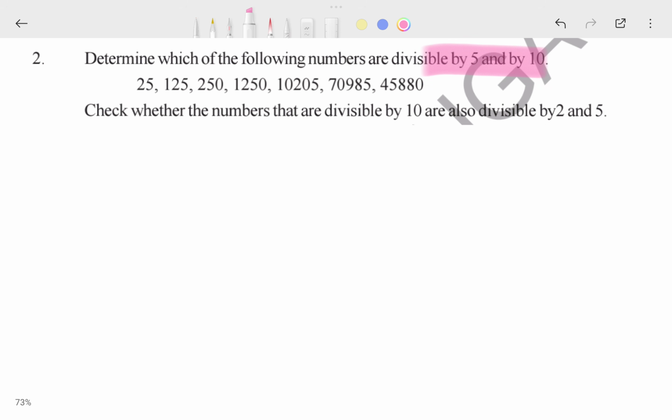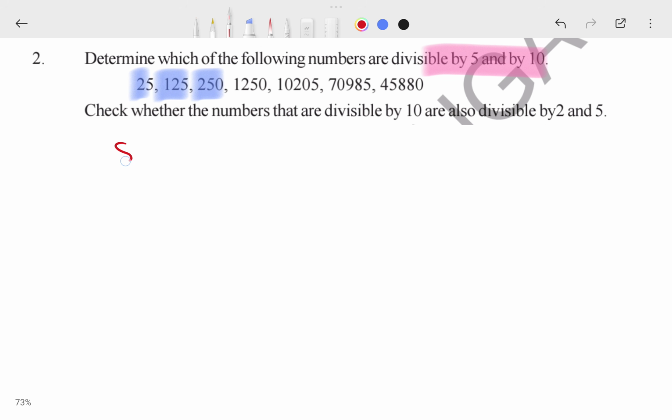Okay? So if you see this number, like 25, is it divisible by 5 or 10? I can tell this number is divisible by 5, it is not divisible by 10. 125, it is divisible by 5 but not 10. This 250, it is divisible by both 5 and 10. How am I telling this is divisible by 5 or 10?